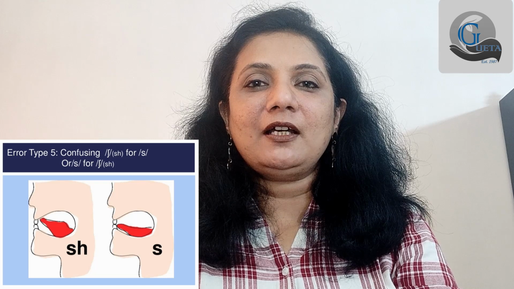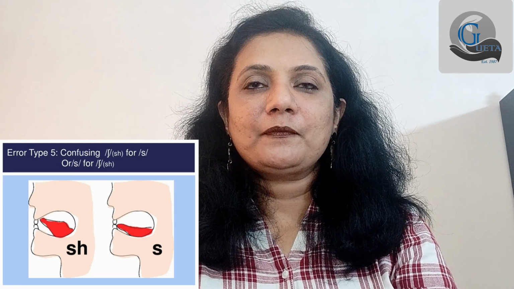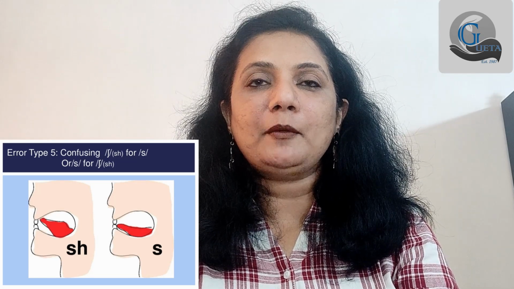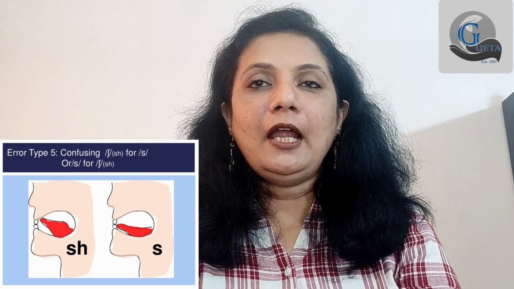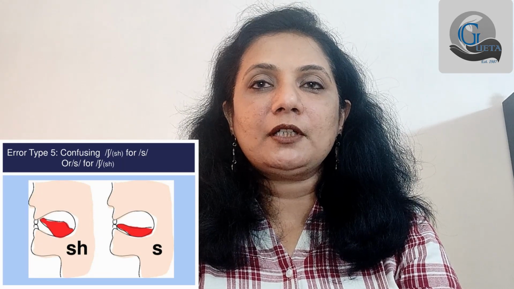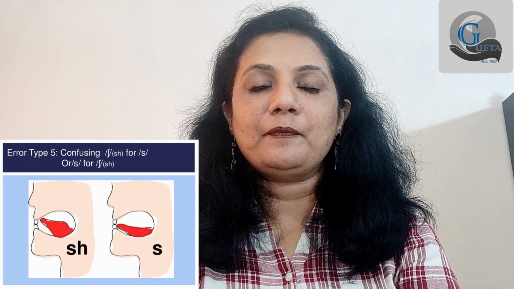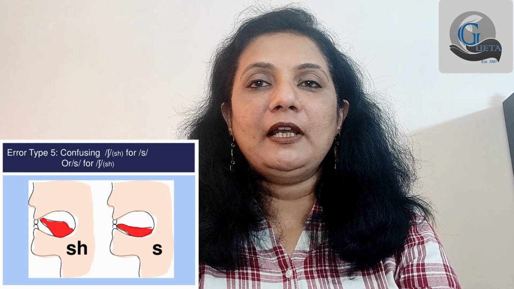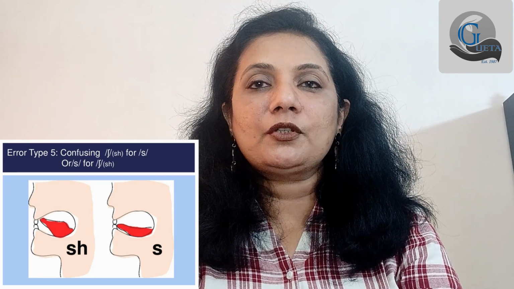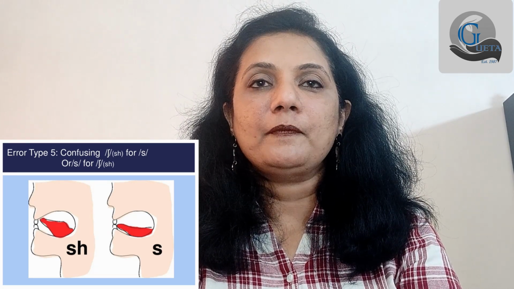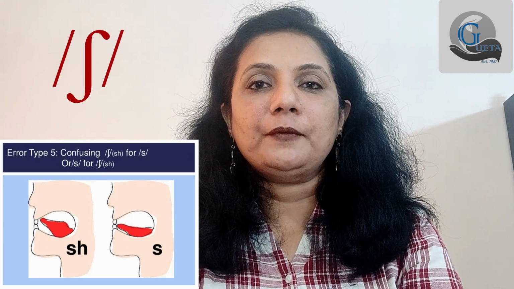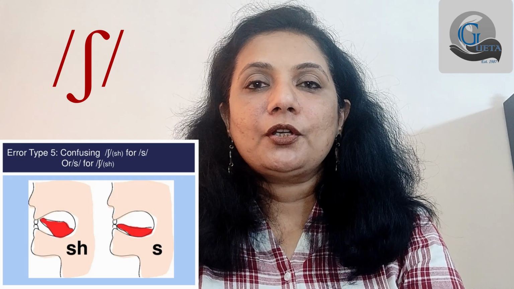But when you speak the SH sound, the tip of the tongue lifts to the middle of the mouth and it stays forward, but it is not touching any part of the mouth. And the front or middle part of the tongue goes up and it's very close to the roof of the mouth. Try to speak it. SH.